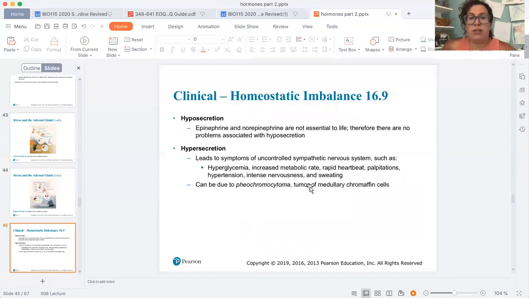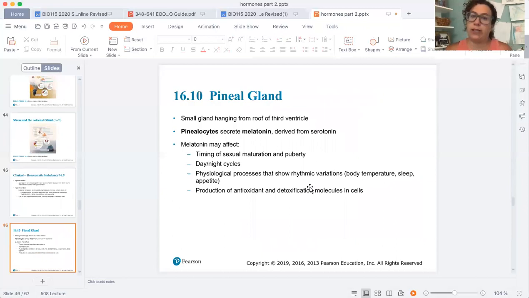Hyposecretion of epinephrine and norepinephrine doesn't really cause any issues, but hypersecretion is most likely due to a tumor called a pheochromocytoma, where the medullary cells are overgrown and you get really high blood pressure, rapid heart rate, high blood sugar, intense sweating, and heart palpitations. It's really important to nip that in the bud quickly.